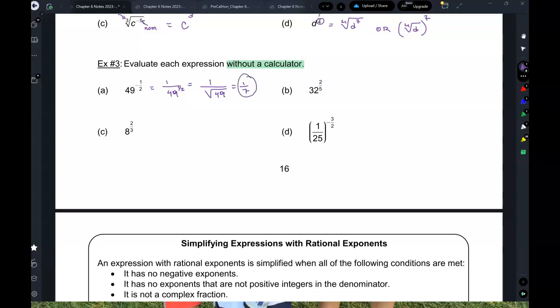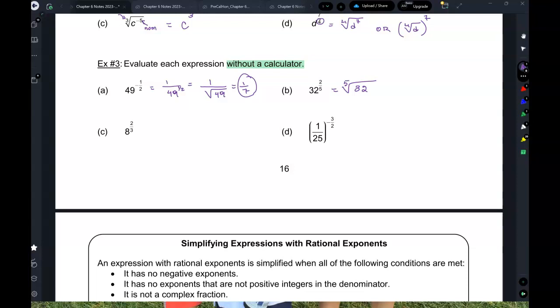Okay? So remember, it's going to be a root, right? This denominator becomes the index, but if it's a 2, we don't write it. So it'll be the square root of 49, which is 1 over 7. Okay, now let's take a look at this one. No negatives here, so let's just do a root. Okay, so I have a root.